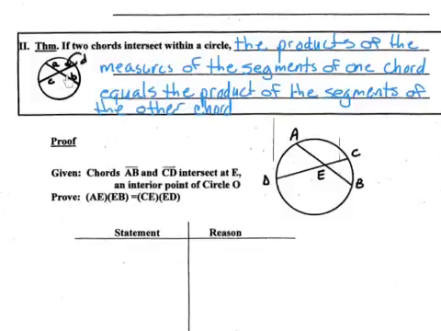If two chords intersect within a circle, the product of the measures of the segments of one chord equals the product of the segments of the other chord. So the product of these two values is going to be equal to the product of these two values. Let me write that out. If I'm given those four segments, A and B and C and D, that means A times B is going to be equal to C times D. And there is a way to prove that. We might do that in class, but for now we're going to focus on numerical examples.